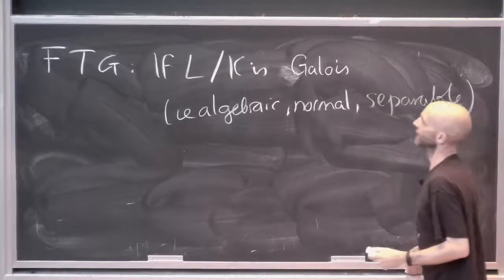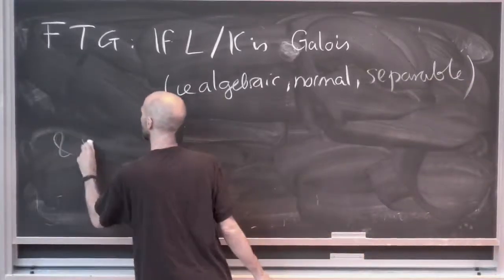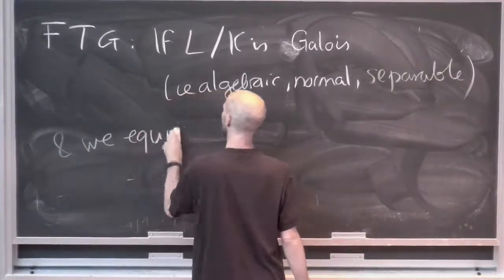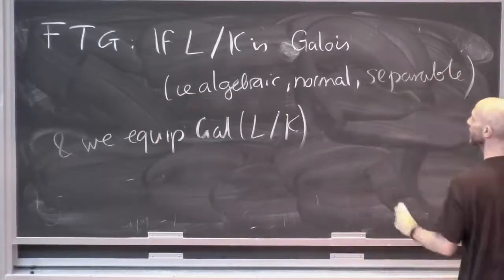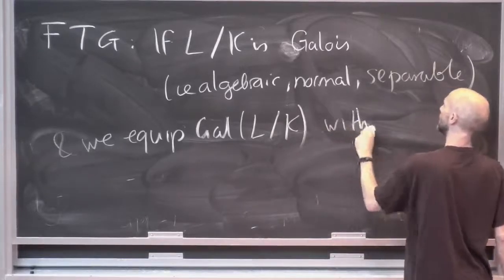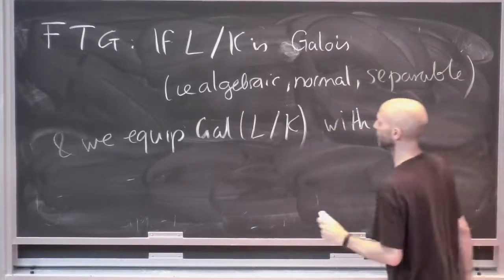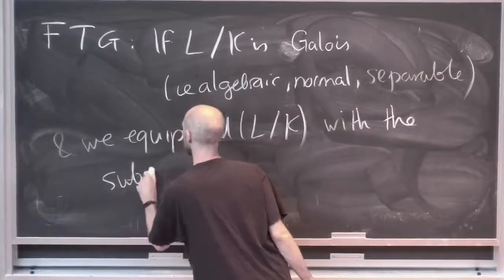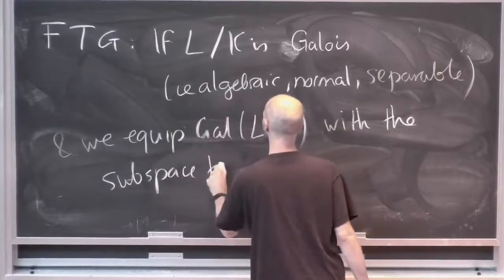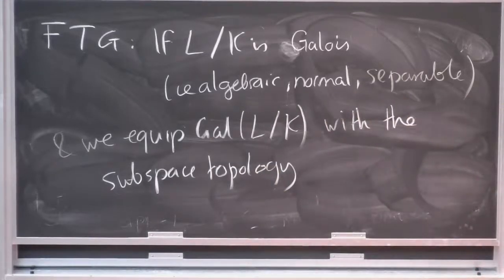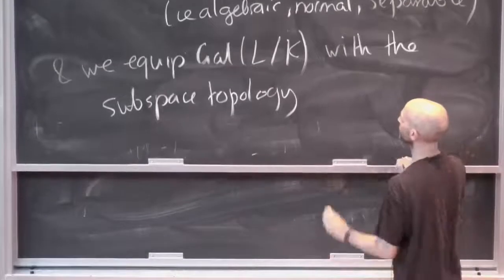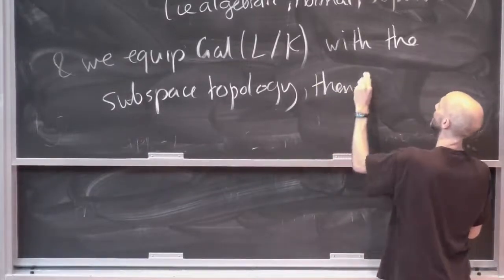then we give Gal(L/K) this, and we equip Gal(L/K) with this topology, with the topology above, with the subspace topology. Or if you're happy with projective limits of topological spaces inheriting a topology, it's that topology there. Then there's a bijection.